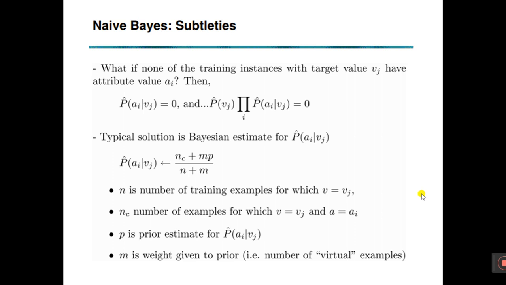Similarly, in your textbook, they continue with Naive Bayes with the help of a typical solution based on Bayesian estimate also.